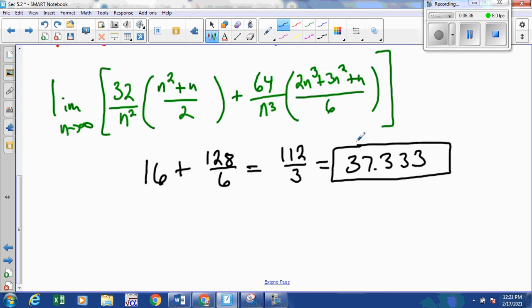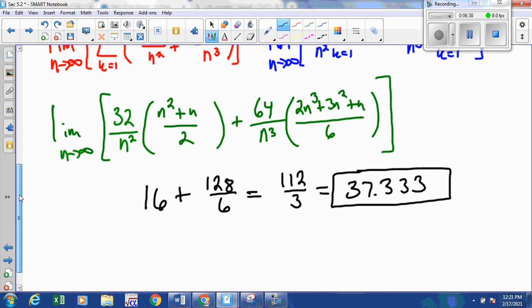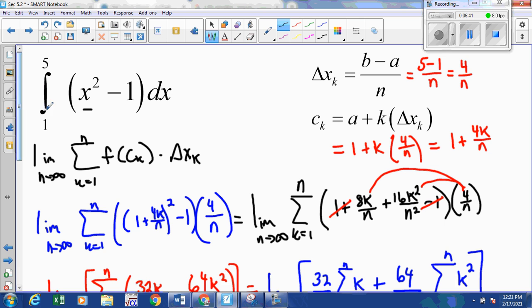So there is what our integral is. The integral from 1 to 5 of x squared minus 1 dx is equal to 37.333.